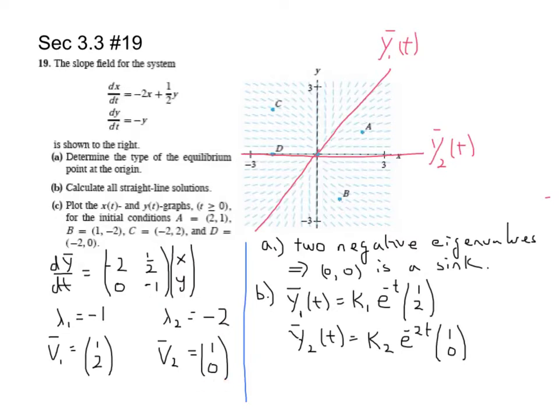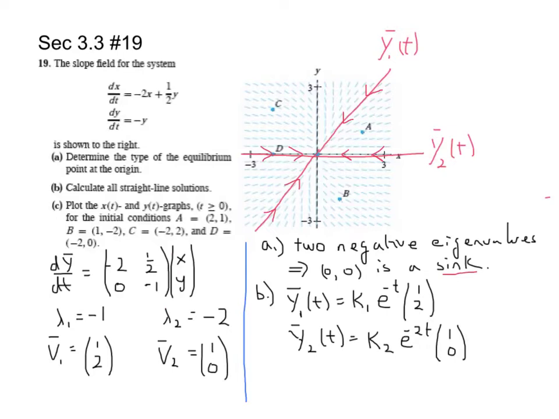The fact we have two negative eigenvalues means that along each direction, we're always moving towards the origin, and therefore the origin is a sink. So our equilibrium point is a sink.